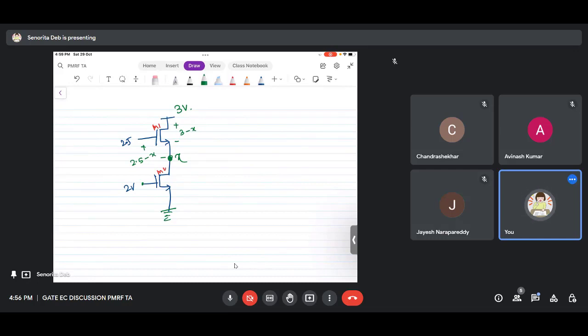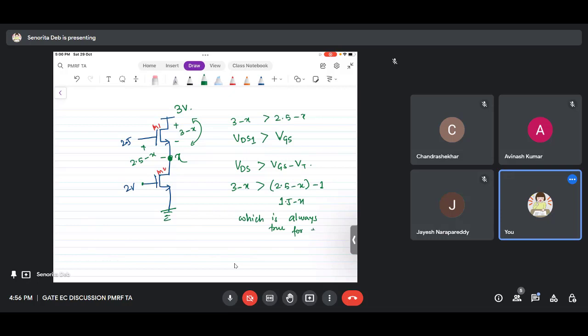Right? So that means this voltage 3 minus X is greater than 2.5 minus X, right? X is 0, 1, 2, whatever. For these positive values, 3 minus X is always greater than 2.5 minus X. That means 3 minus X is nothing but VDS, and 2.5 minus X is nothing but VGS. This we have got. Now the saturation condition is VDS should be greater than VGS minus VT. So if I further subtract 1 volt, it is going to be further less. So 3 minus X is greater than 2.5 minus X minus 1, that is 1.5 minus X, which is always true.